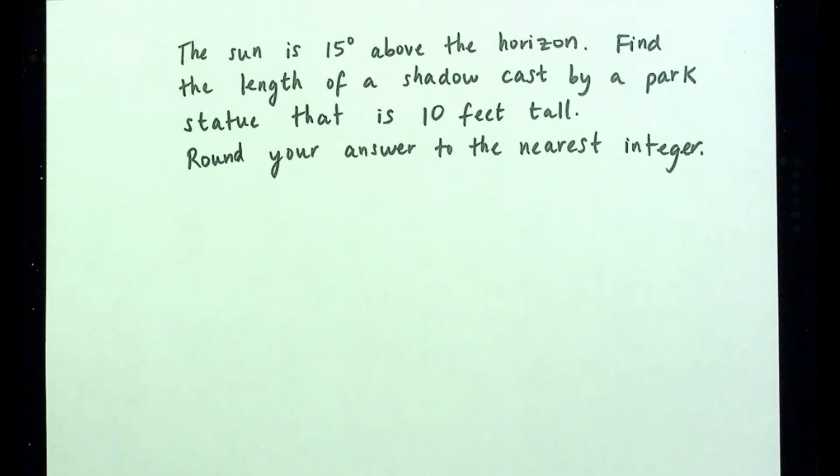The sun is 15 degrees above the horizon. Find the length of a shadow cast by a park statue that is 10 feet tall. Round your answer to the nearest integer. Okay, for these type of problems, it's always good to start off by drawing a quick picture.